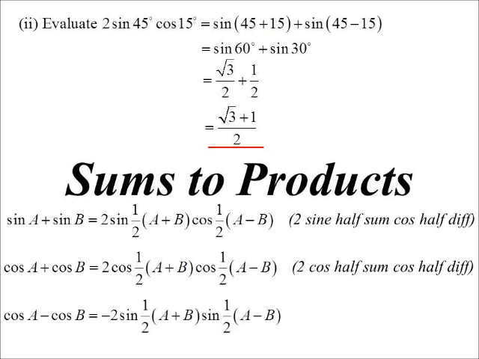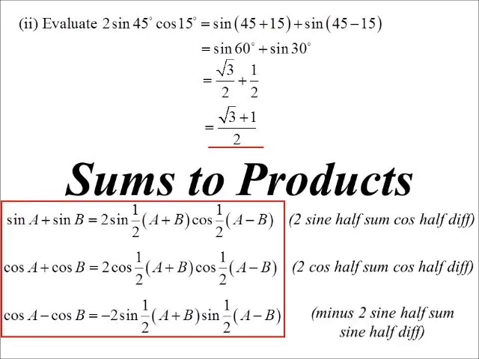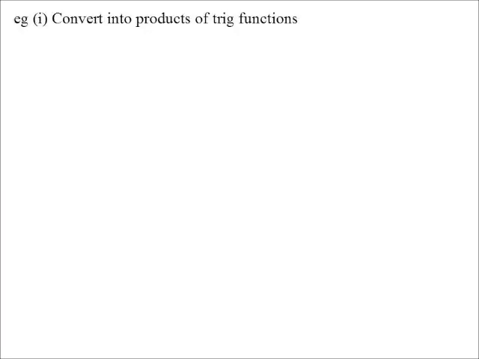Now, cos minus cos, how do I remember this one? Well, cos minus cos, that's a bit different, so I know my answer is going to be a bit different. So I say minus 2 sine half sum, sine half diff, because cos is different to sine, and so it's all a bit different. So here we go. Watch how we do it.